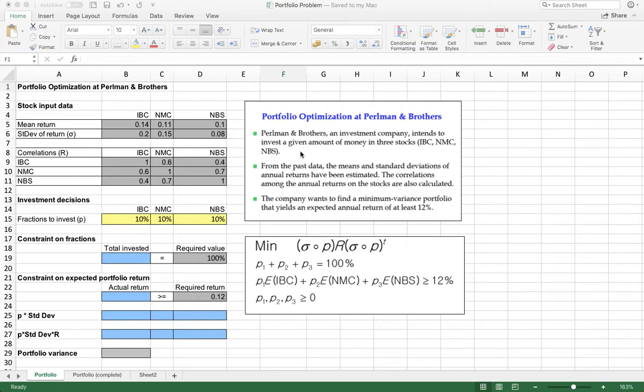From the past data, the mean and standard deviation of annual returns have been estimated as follows. The correlations among the annual returns on the stocks are also computed. In this situation, the company wants to find the minimum variance portfolio that gives us at least 12% annual return.